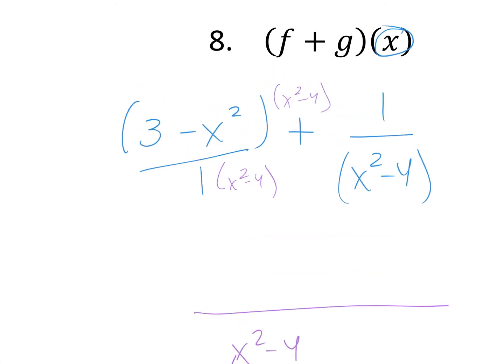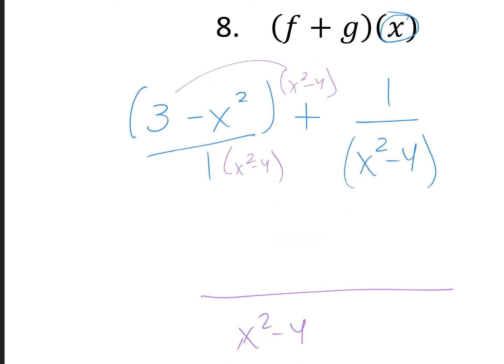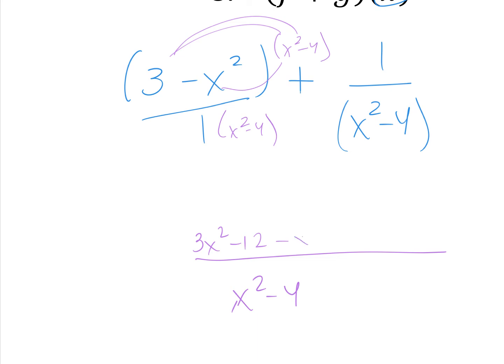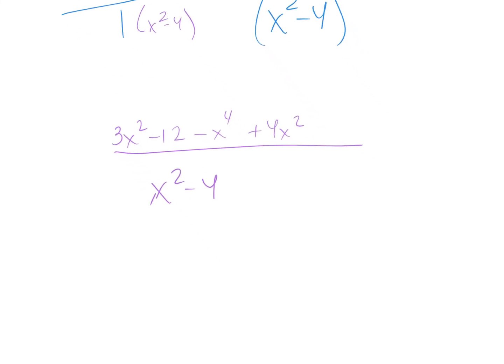You're going to FOIL. What is 3 times x squared? 3x squared. What's 3 times negative 4? Minus 12. Negative x squared and a positive x squared is minus x to the 4th. And negative x squared and a negative 4 is plus 4x squared. All right, we have this written over the same denominator. We're good to go. Now the last thing we have to do is combine like terms.